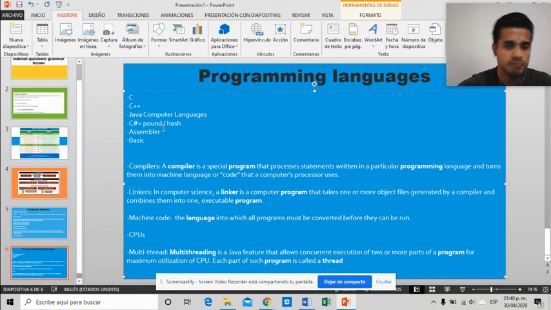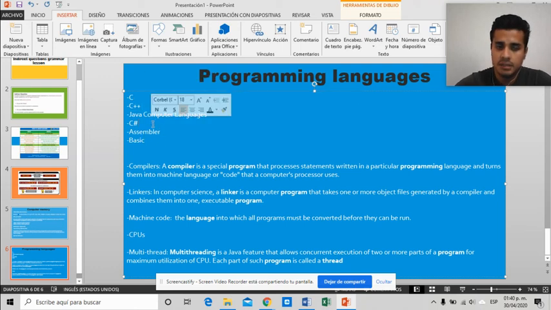Okay, so you could either decide on, you say C pound or C hash, but I've heard a lot of people refer to C hash. Okay, so that's it. So assembler and basic. So all of these right here are programming languages. Now, to be honest, I've never worked with these, so I couldn't tell you the specific details of each and every one. However, I do know that these are programming languages, okay? Each one of them has their pros and cons.